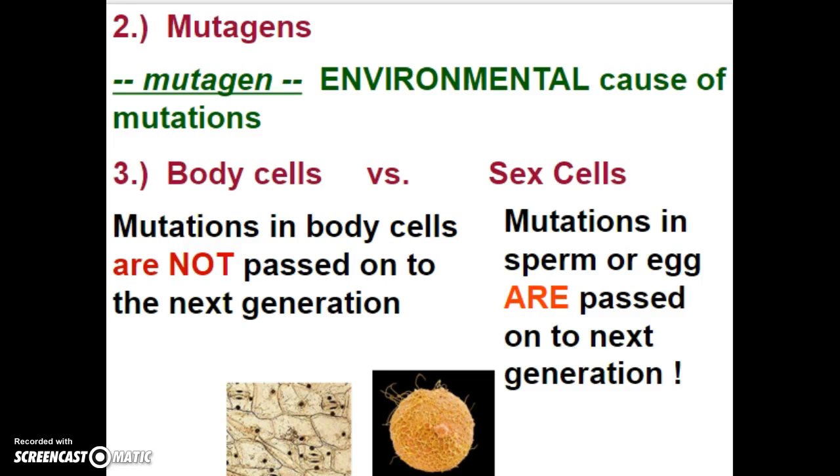Mutagens are that environmental exposure to cancer. Mutagens cannot be passed on from generation to generation. Mutations in body cells: if I somehow develop skin cancer or melanoma because of exposure to UV rays, my offspring will not have melanoma cancer. However, if I have a mutation in my egg cells, that will get passed on to the next generation.